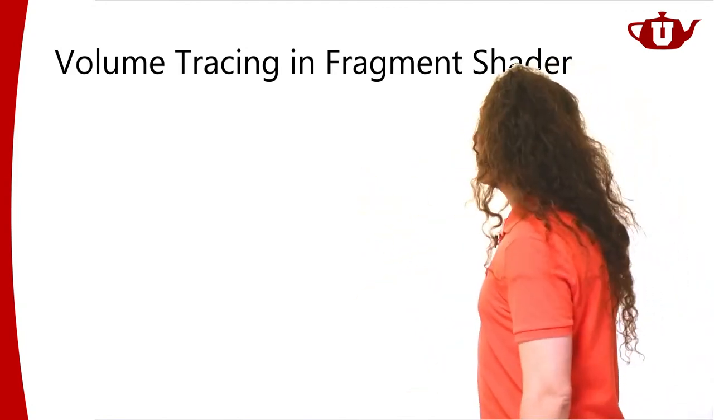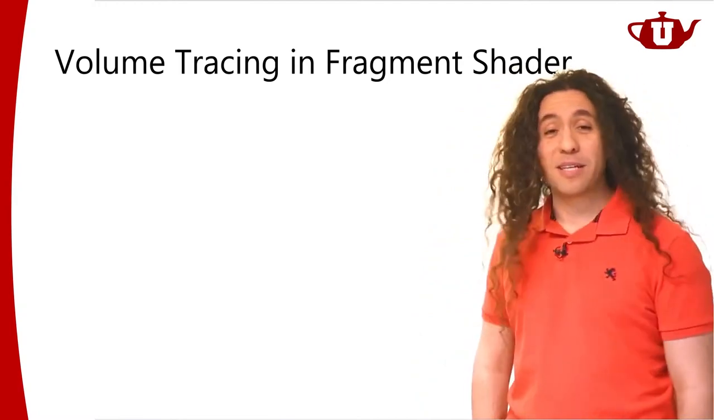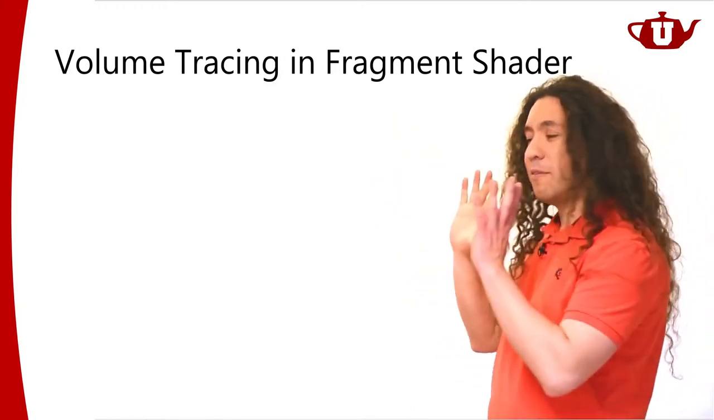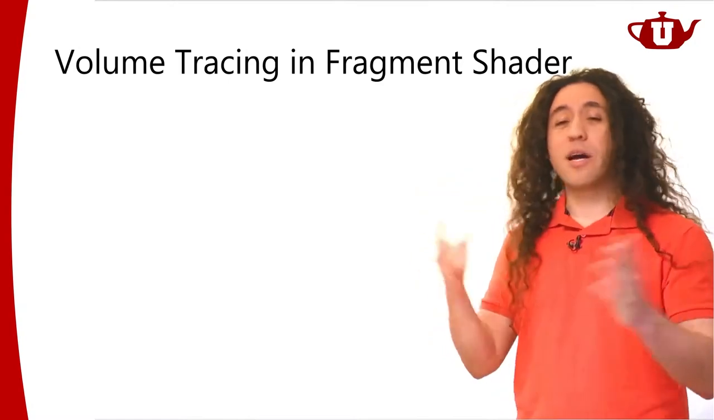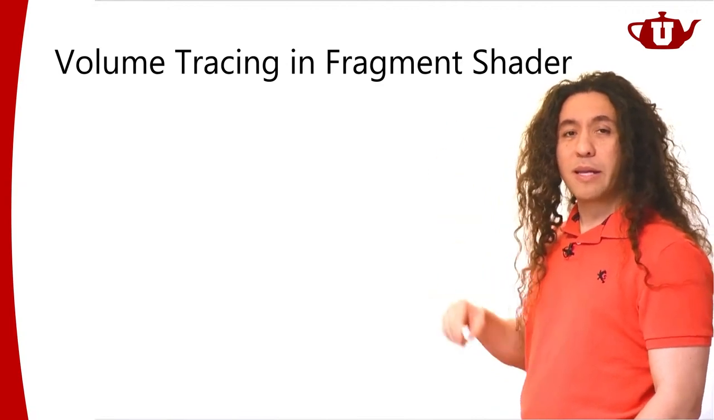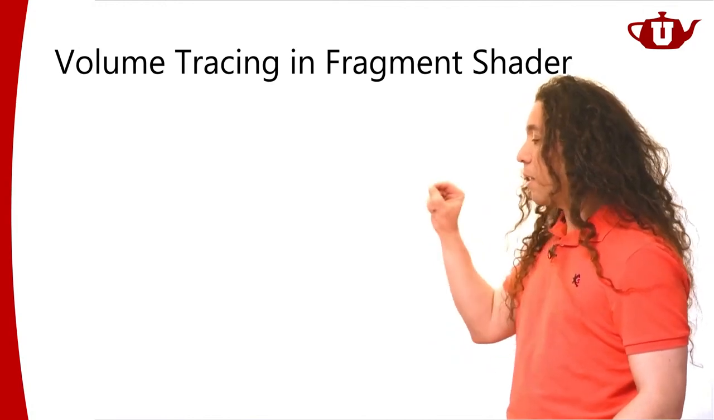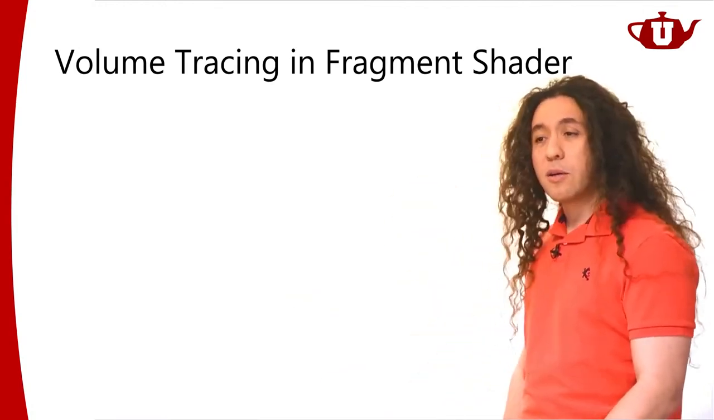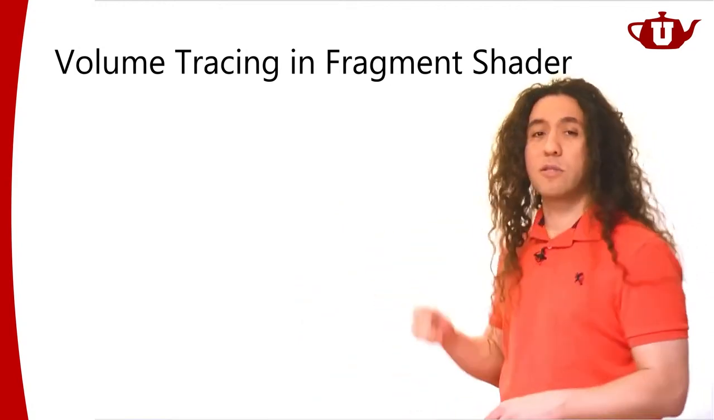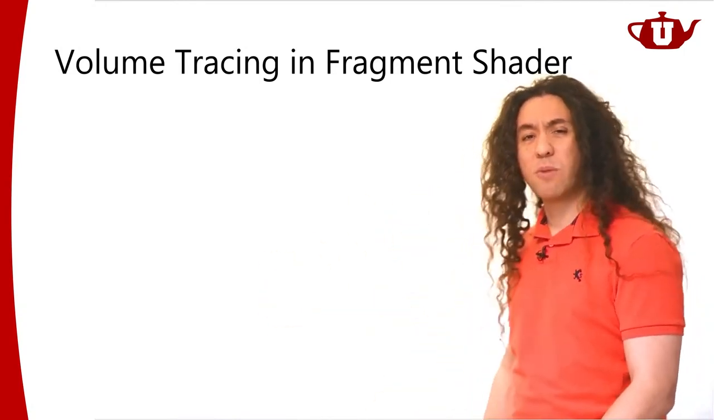How am I going to do this when I'm rendering on the GPU? Well, I can do all of that stuff inside a fragment shader. I can evaluate my woodcock tracking, ray marching, whatever kind of volume tracing that I want. I can implement it in a fragment shader. That's actually fairly easy to do. You can just figure out where the volume starts and where it ends. You can either do this analytically by saying, oh, where my box is, and so this is my fragment position, so I know where my ray would enter the volume, where the ray would exit the volume.